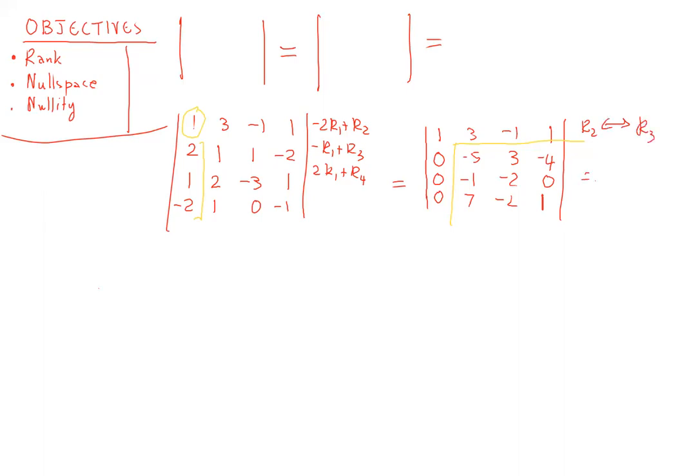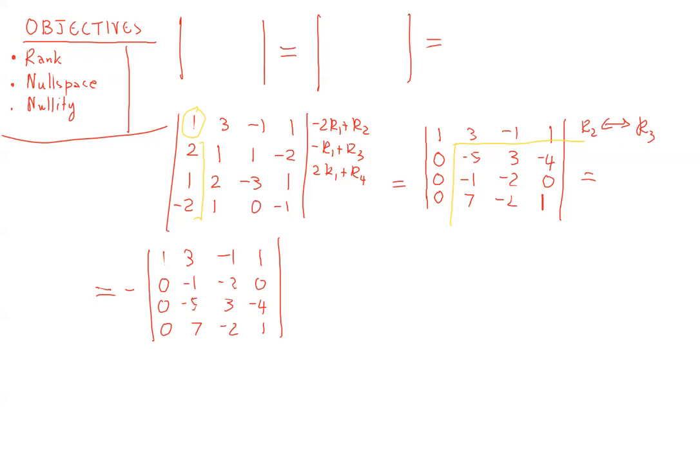And what do we do when we flip row 2 and row 3? Can somebody remind us? What am I supposed to do? What's the right way to do it? Put a negative sign in front, right? Put a negative sign in front. 1, 3, negative 1, 1. 0, negative 1, negative 2, 0. First 0, right. Negative 5, 3, negative 4. 0, 7, negative 2, and 1.